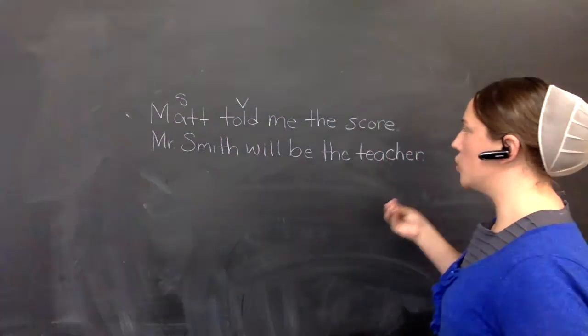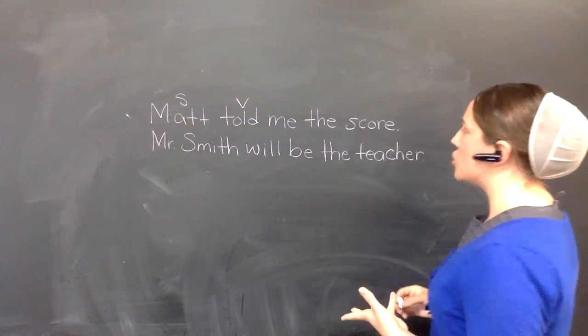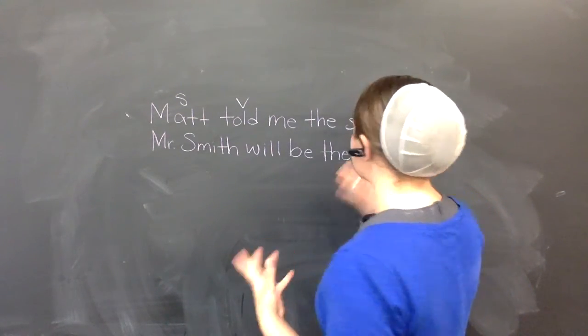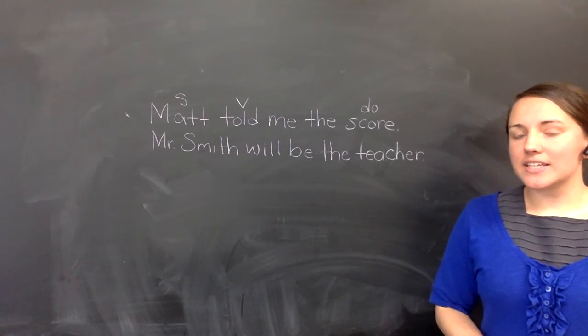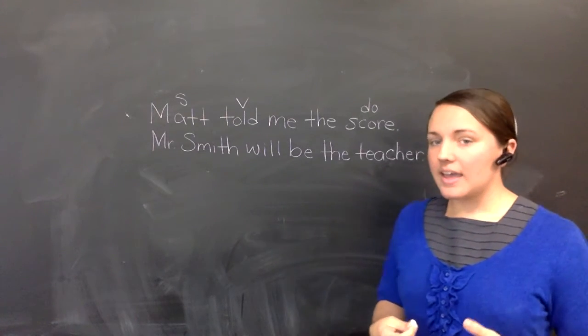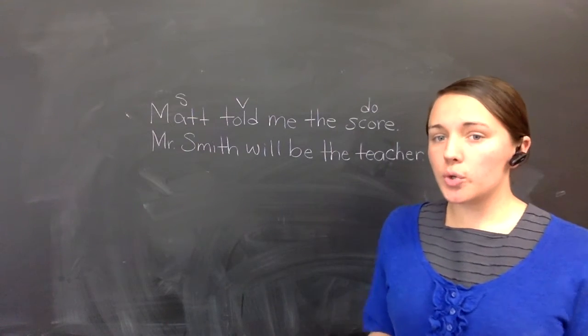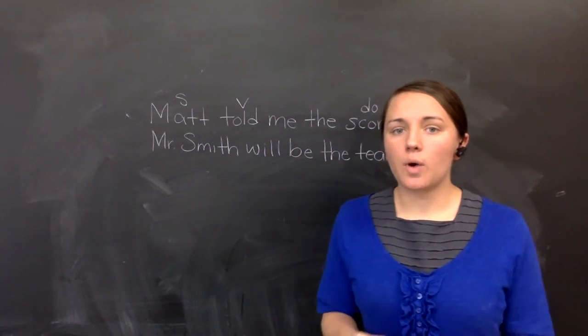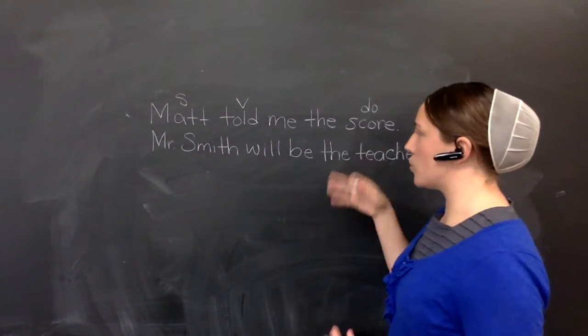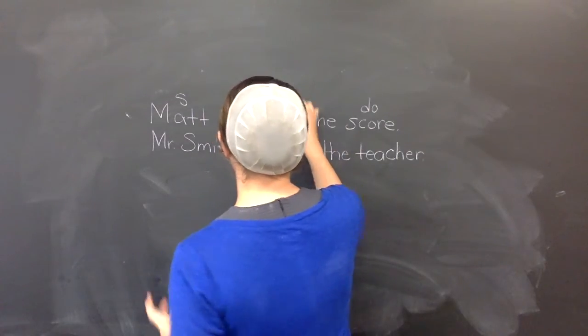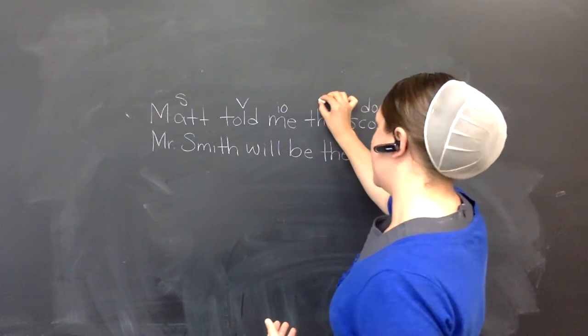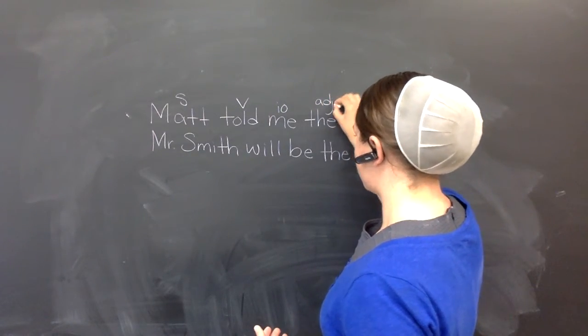So Matt told who or what? Matt told the score. So that is the direct object. Now if we have a direct object, we could have an indirect object before that. An indirect object answers to whom or for whom, and to what or for what. So Matt told the score to whom? Matt told the score to me, so that is the indirect object. And our last word here is an adjective.